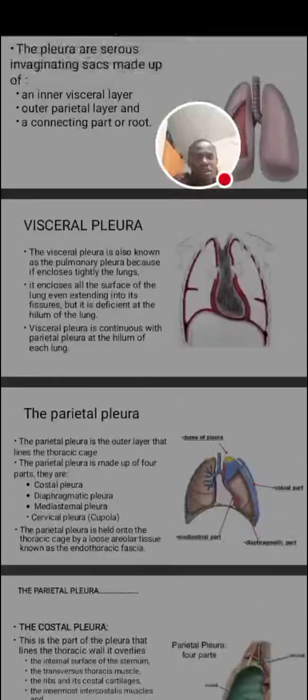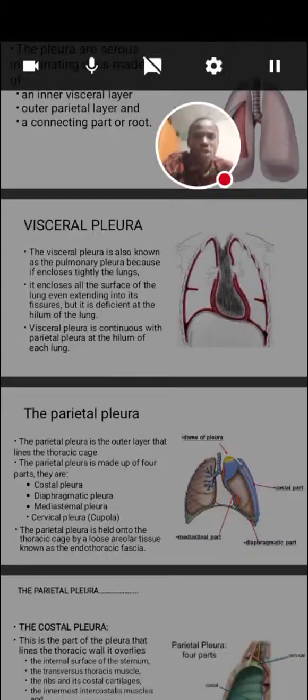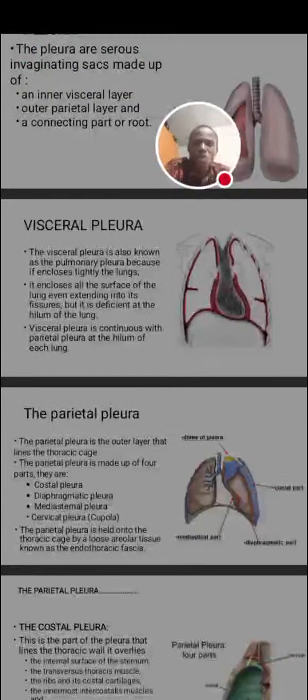This material was written by Ugo. He was a doctor. So we look at the pleura. The visceral is also called pulmonary pleura, and then we look at the cervical pleura. It's also called the cupula, or cupola. And then we have the parietal pleura.